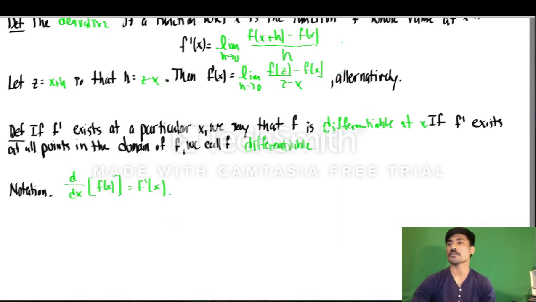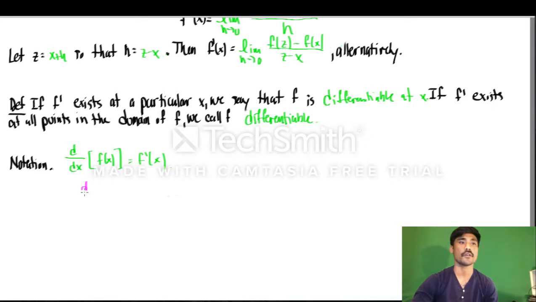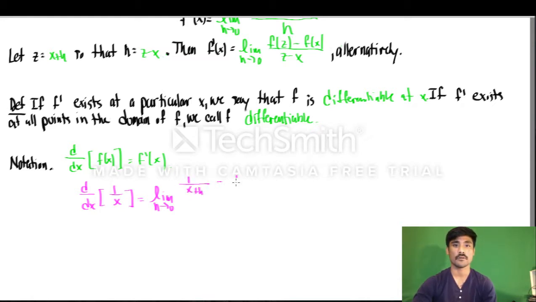Okay, so maybe a little quick example. The derivative of the function 1 over x. Let's evaluate the derivative, which is the limit of its difference quotient. I'll let you do that on your own, and you should get negative 1 over x squared.